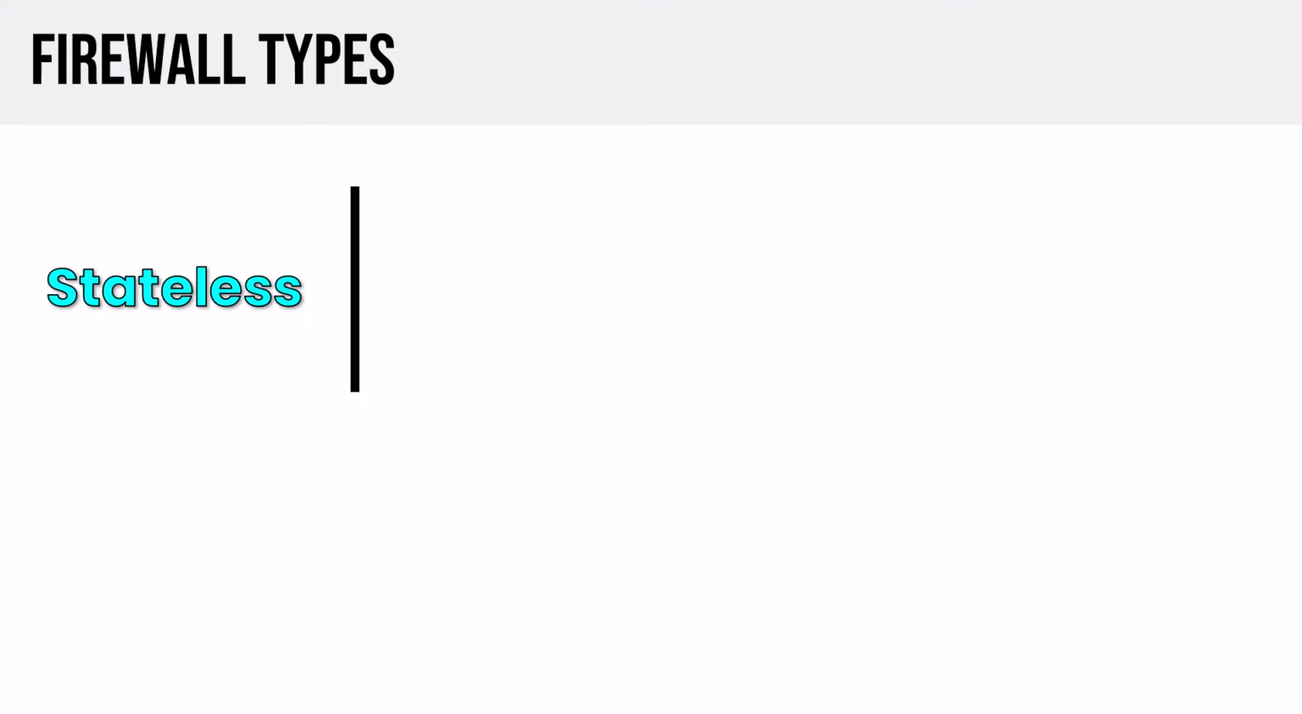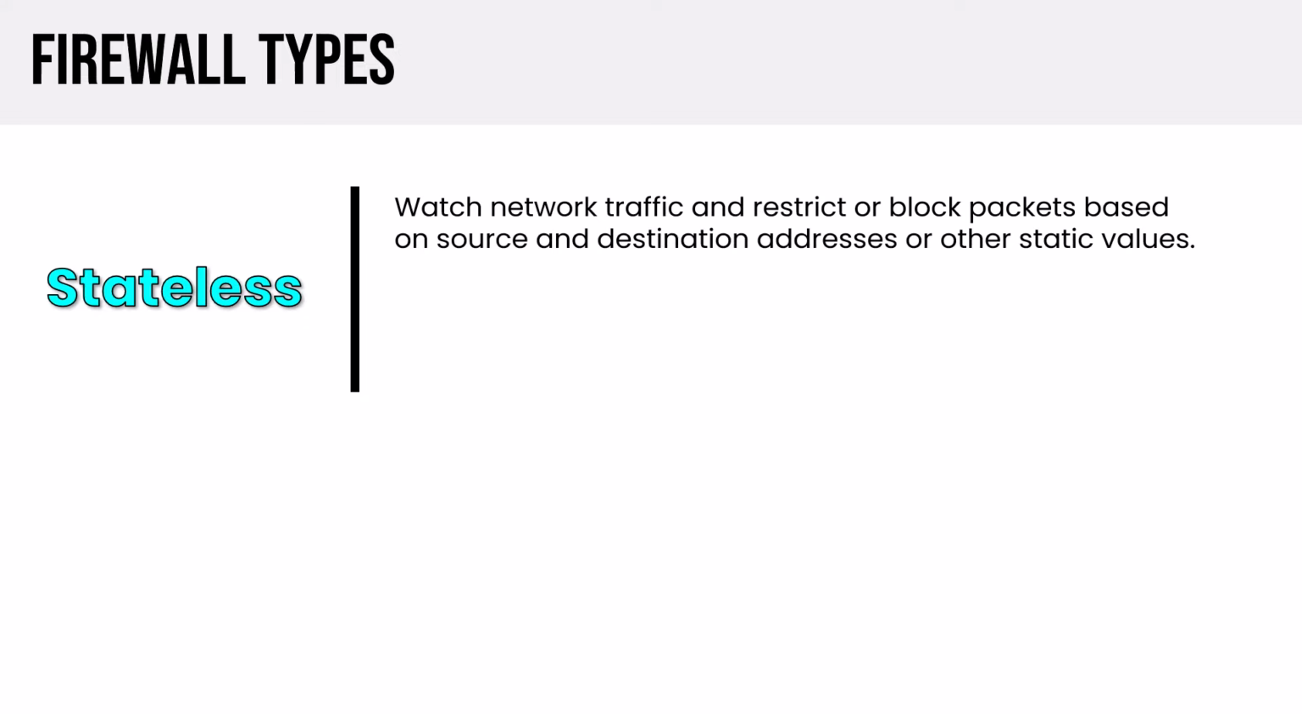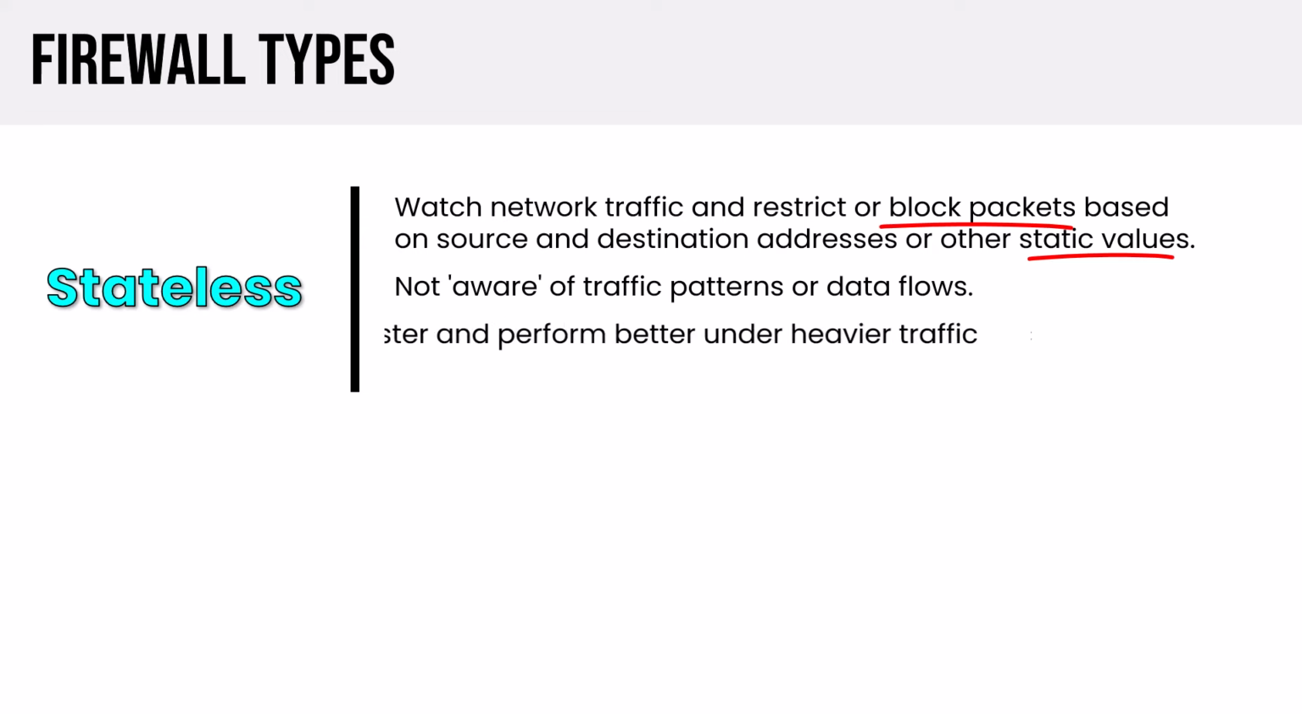So stateless firewalls will watch network traffic and restrict or block packets based on source and destination addresses or other static values. They are not aware of traffic patterns or data flows. This does mean they are typically faster and perform better under heavier loads, frankly because they are doing less.